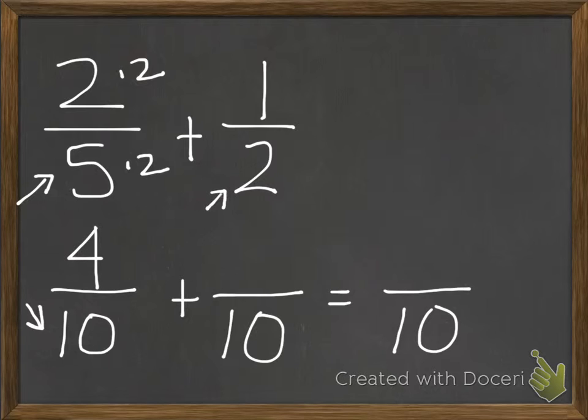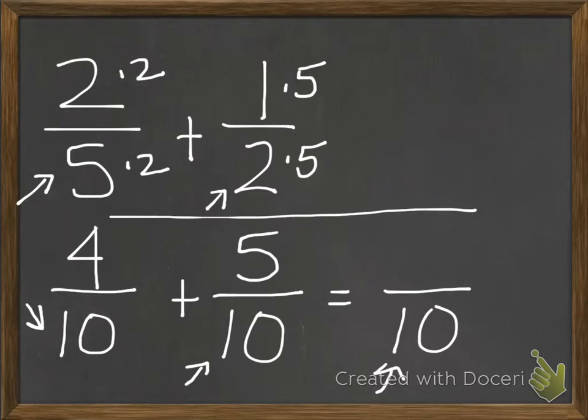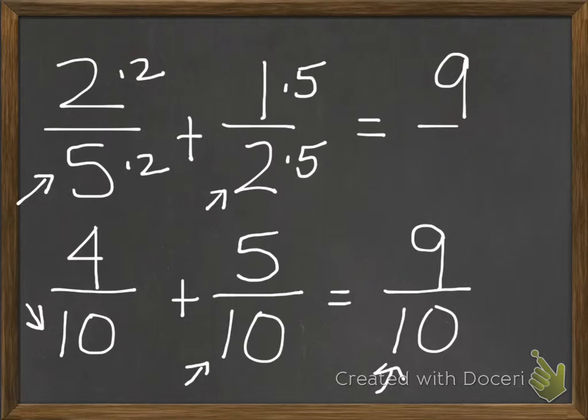Now how do you go from 2 to 10? 2 times what equals 10? 2 times 5. So what you do on your bottom, you have to do on the top. So 2 times 5 is 10. 1 times 5 is 5. So as we know, we've already got the denominator over here. That's not going to change. However, we need to just add across the top. 4 plus 5 equals 9. Our answer: 2/5 plus 1/2 equals 9/10. Circle your answer.